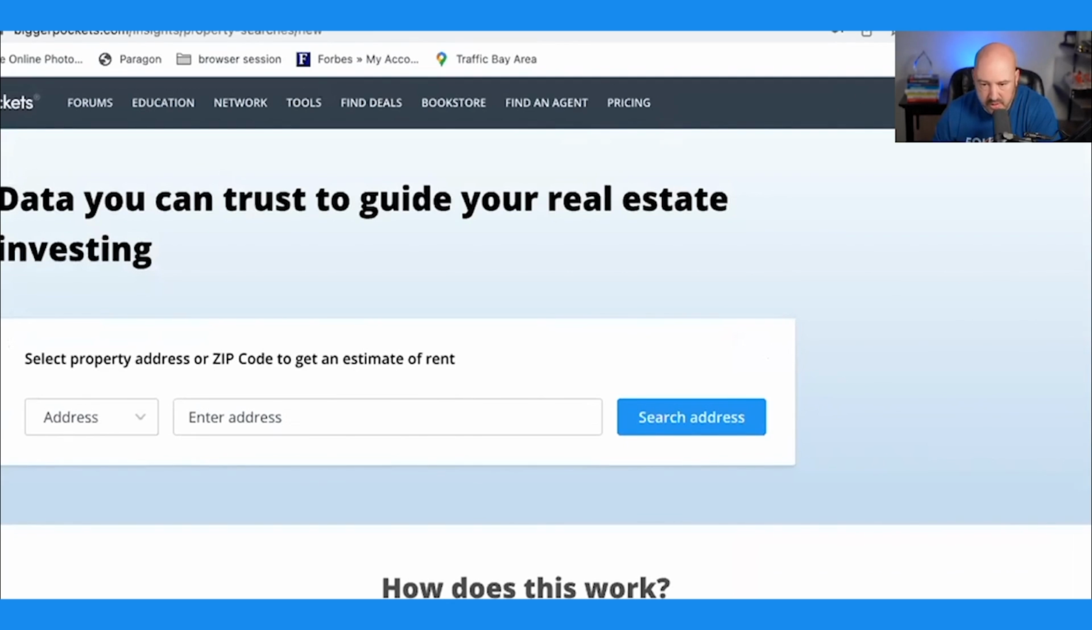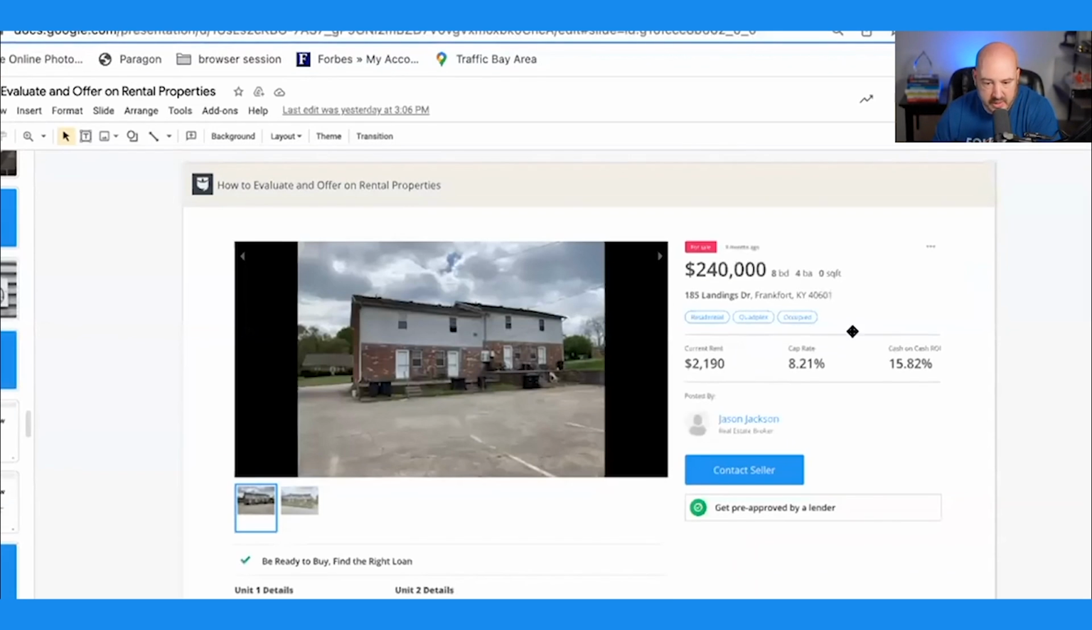I've already forgotten what the address was of the property that we're going to look up. Let's go back here. All right, it was 185 Landings Drive. Now, here's what I want you guys to notice. If you can see on the screen, it's an 8-bedroom, 4-bathroom property. That means that this is 4 units, and each unit has 2 bedrooms and 1 bathroom. So it's 4 2-1s. And the address is 185 Landings Drive in Frankfort, Kentucky.